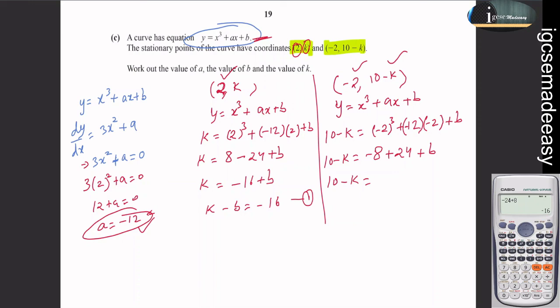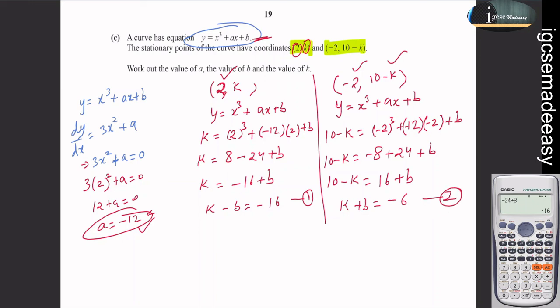Okay, so now minus 8 plus 24 gives you 16, right? Plus 16, 16 plus b. Then we'll be having k, we can move it over to that side, right? So that we can have k plus b on the right hand side, and 16 we can move towards the left. So 10 minus 16 is minus 6.